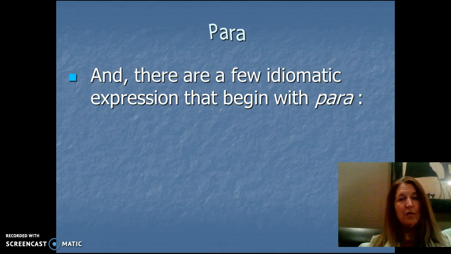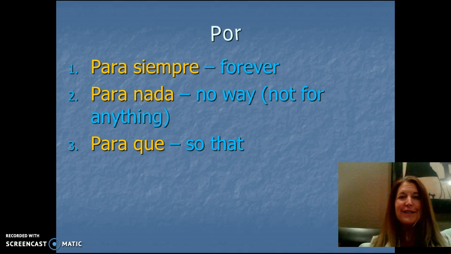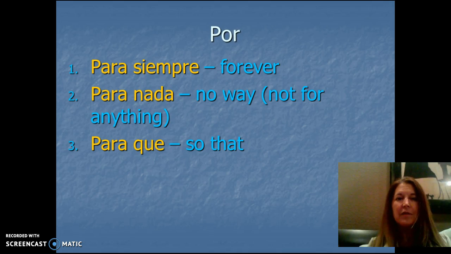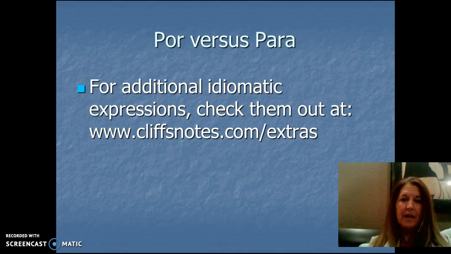And there's a few with para as well. Let's take a look at these. Para siempre. You might say, estaré enamorada de usted para siempre. Para nada. No way. Para nada. It's like you're saying you're not going to do it. Para que is so that. And there are more expressions if you would like to find them in Cliff's Notes or also in your Imagina book.